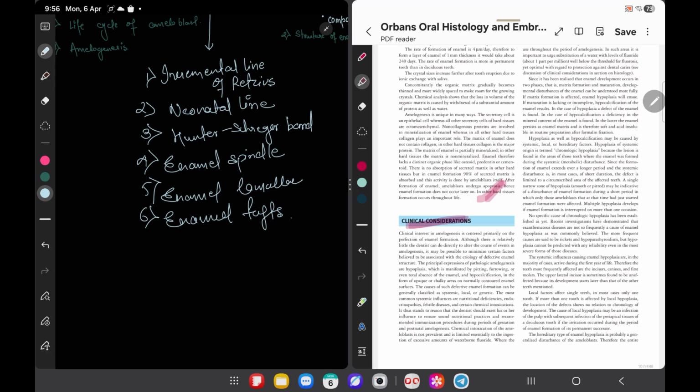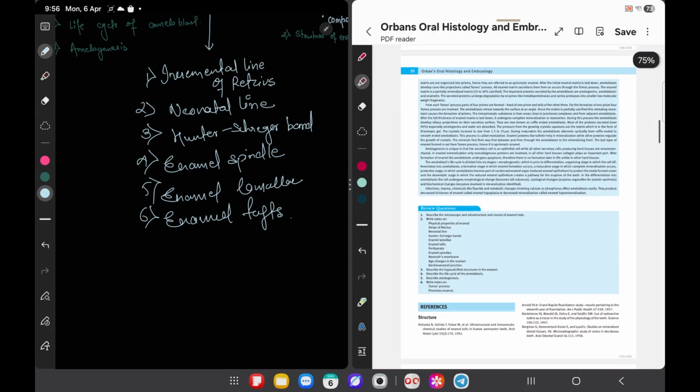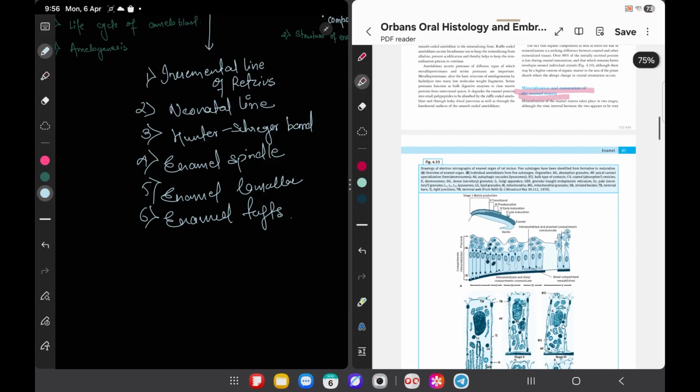You have to know a few of the clinical considerations. So this is all about your chapter on enamel. Read it very carefully, as this is one of the very large chapters of your dental histology, and many frequent questions are asked from this chapter.